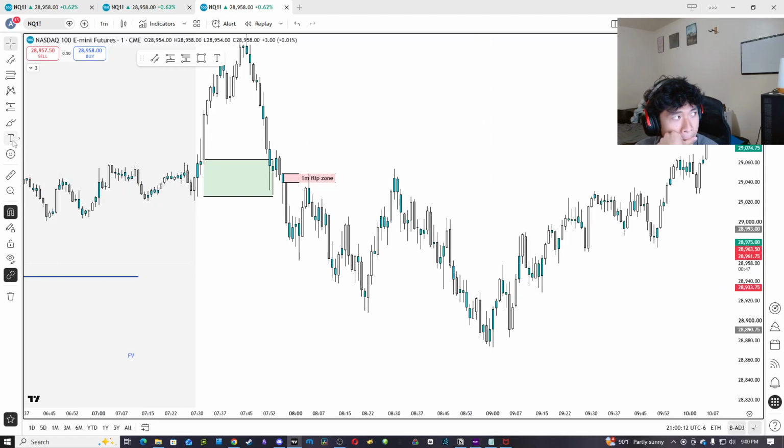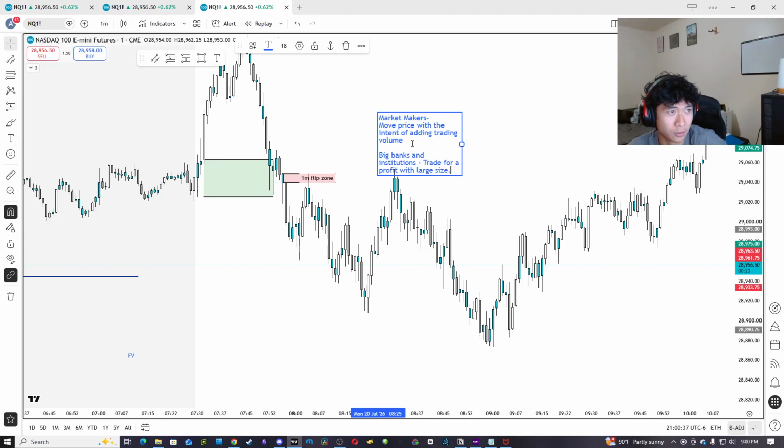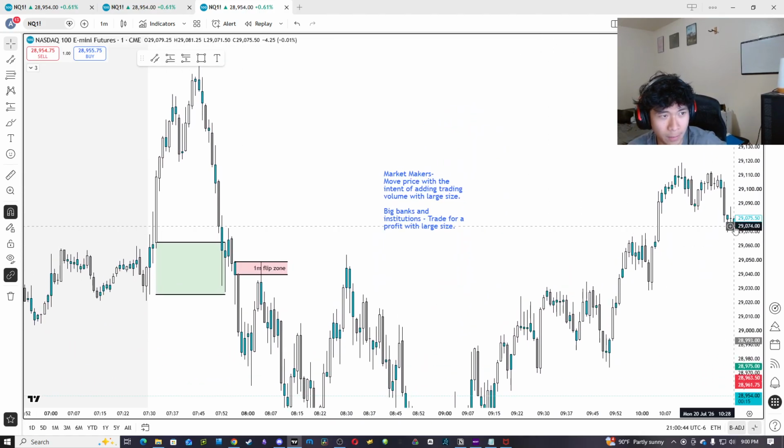Yeah, I'm just trying to visualize it. I'm going to type it out. Market makers move price with the intent of adding trading volume. Big banks and institutions trade for a profit with large size. That's honestly the main similarity: they both trade with large size, but their intent is totally different.